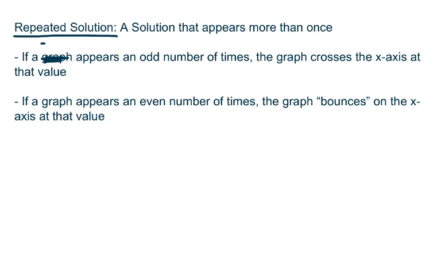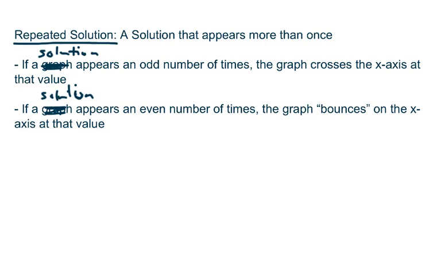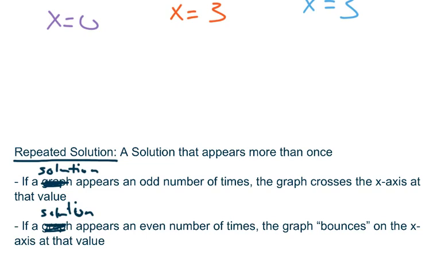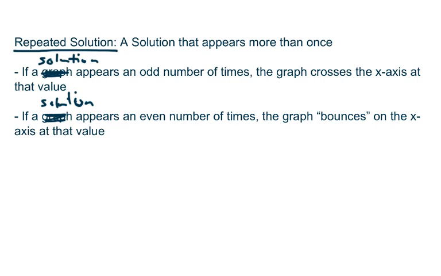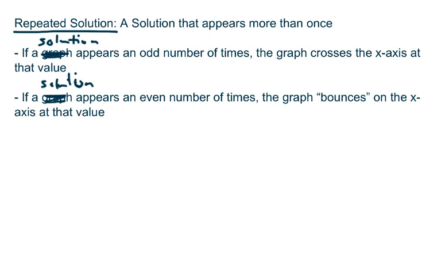If a solution appears an odd number of times, whether that's one time or three times or five times or 11 times or 101 times, the graph will cross the x-axis at that value. If the solution appears an even number of times, so here 0 appeared an odd number of times, 3 appears an even number of times. I'm not looking at the actual value, I'm looking at the number of times that solution appears. In this case, 0 appears once, 3 appears twice. If a solution appears an even number of times, whether that's twice, 10 times, 100 times, 1,000 times, whatever, the graph bounces, and I put bounces in quotes because that's probably not the right term, but that's kind of what makes sense to me. The graph bounces on the x-axis at that value.